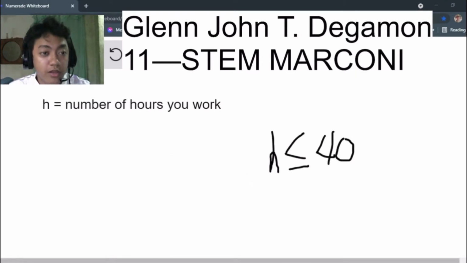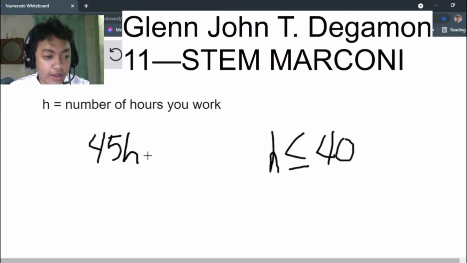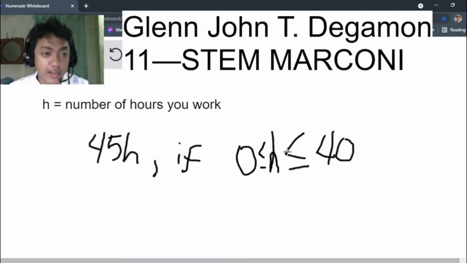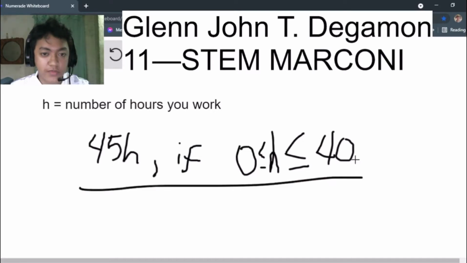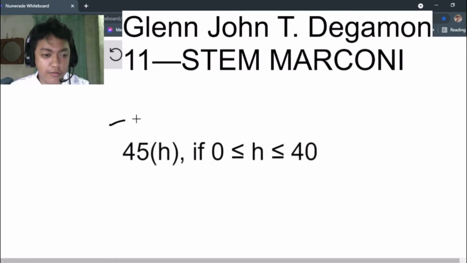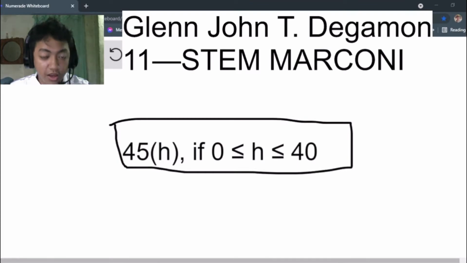And if you work at most 40 hours a week, you'll be earning 45 pesos an hour. So that will be 45H if H is less than or equal to 40. If you were absent, that should be 0, right? So count 0 as one of the hours. In short, this will be our first condition: 45H if H is greater than or equal to 0 and 40 is greater than or equal to H.